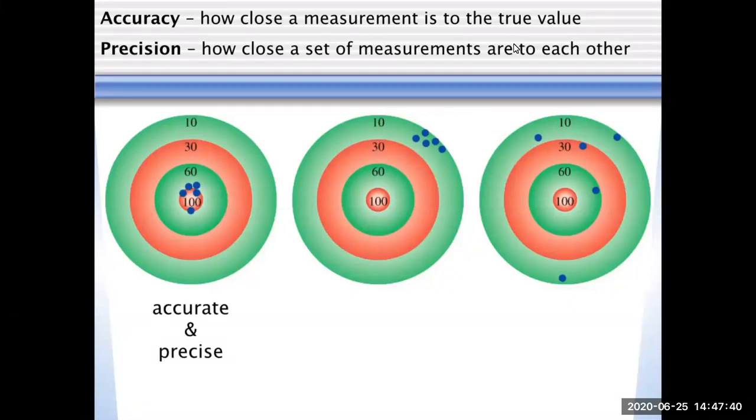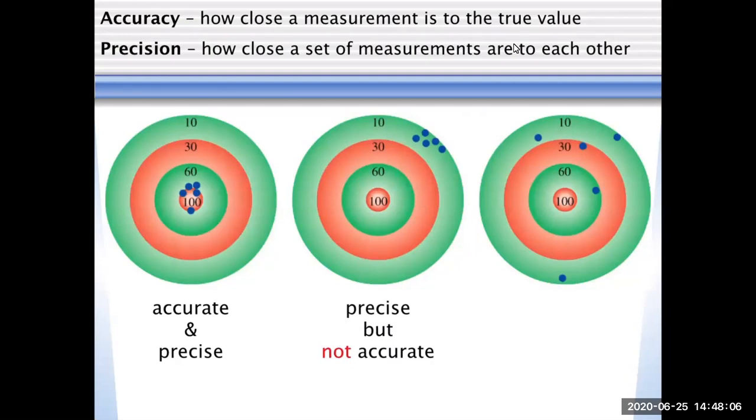And in the second target, we see that all the trials are close together, that it is reproducible. But they're not hitting the mark. They're not giving us the true value. So in this instance, we have precision but not accuracy. It's precise but not accurate.